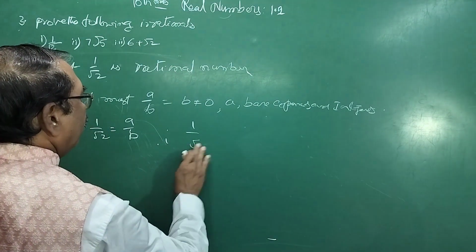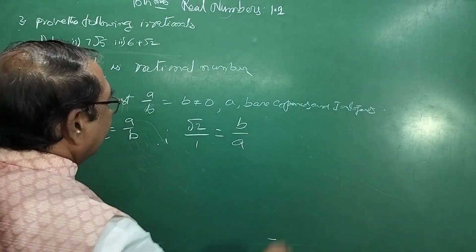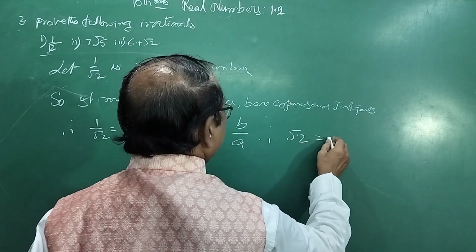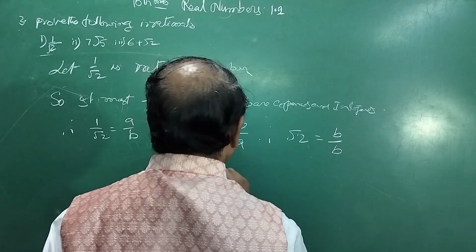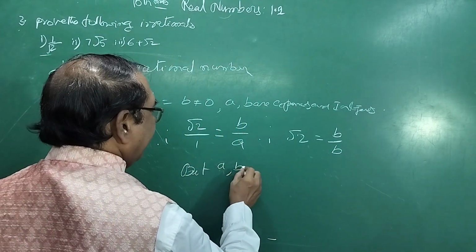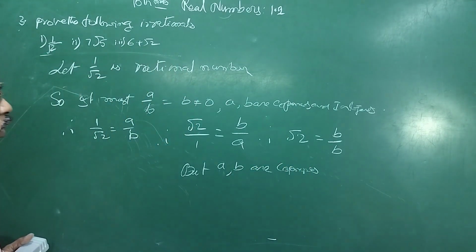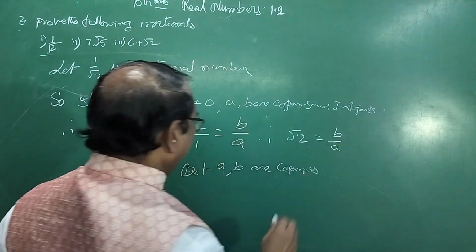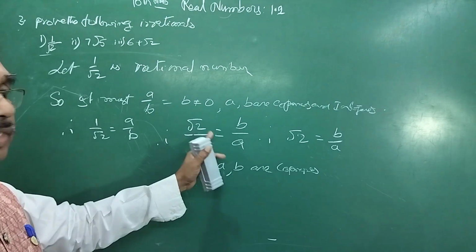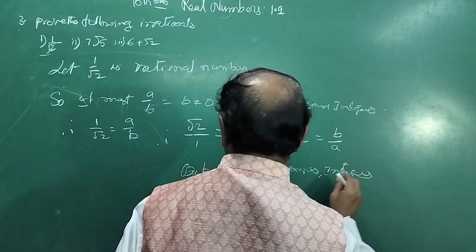Therefore, 1 by root 2 is a by b, so root 2 by 1 is equal to b by a. Let us write like that. So root 2 is equal to b by a. But a and b are co-primes, and integers also.